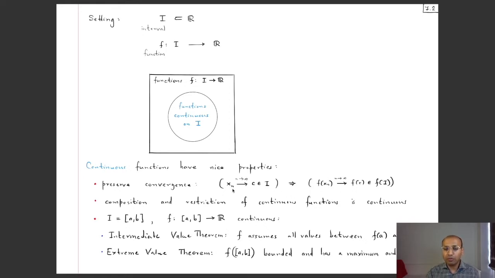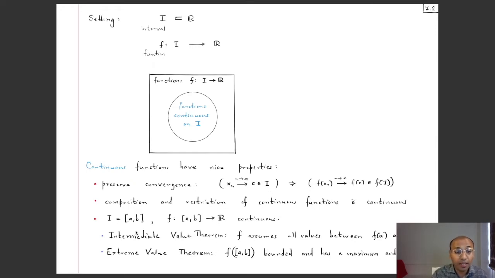Okay, so whenever you have a convergent sequence in the domain and you act f on it, then that new sequence that you get in the codomain, that's also convergent. So in that sense, the function preserves convergent sequences. Next time we'll also see that composition and restriction of continuous functions is continuous. So, with respect to these operations, you don't leave the class of continuous functions.